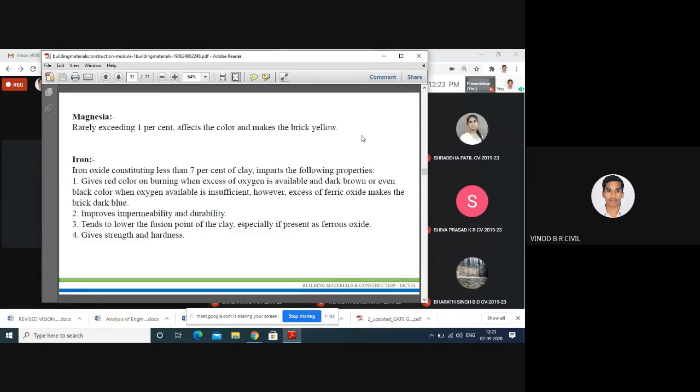It improves the impermeability and durability, meaning we can improve the permeability, the water flow, and the durability. It also tends to lower the fusion point of clay, especially in the presence of ferric oxide. It gives strength and hardness. Iron gives more strength as well as hardness to the structure.